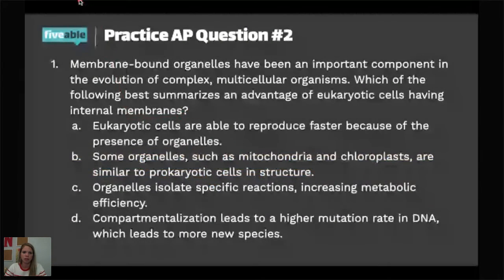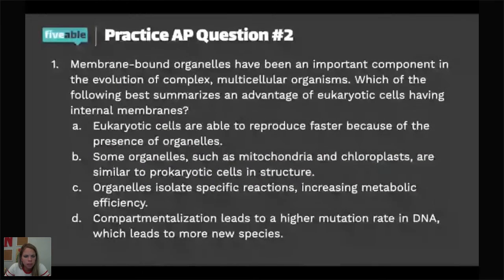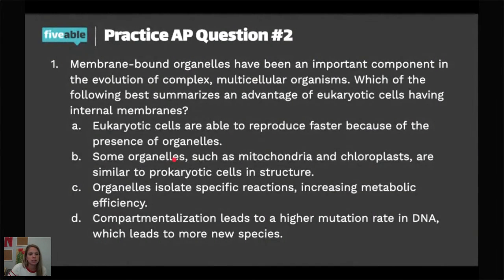Okay. Membrane-bound organelles have an important component in the evolution of complex multicellular organisms. Which of the following best summarizes an advantage of eukaryotic cells having internal membranes? So what's the advantage of that compartmentalization? A, B, C, or D? C. Very good, Shreya. Very good, Soleil. So it is going to be C.